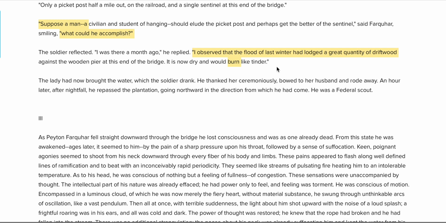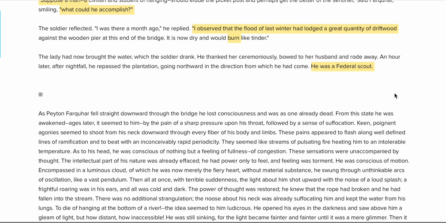Okay? Maybe by burning. The lady gave him the water and he left. And we are here with this word: he was a federal scout. Pay attention to what the author is trying to tell us. Sometimes you as a reader know something that the characters in the story do not know, and this should work as a way to attract your attention.